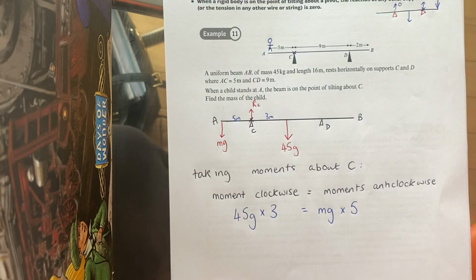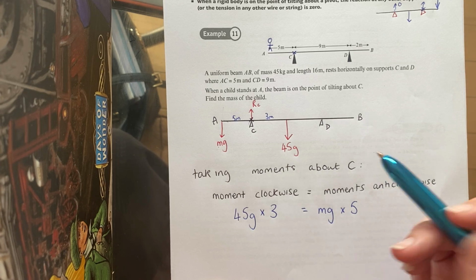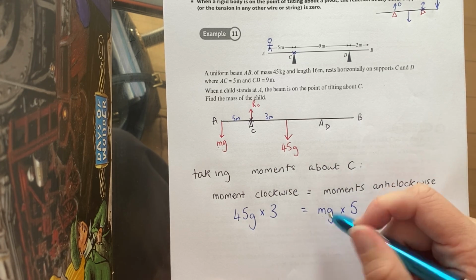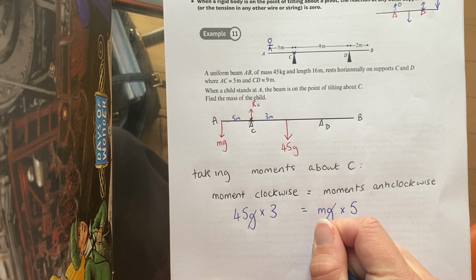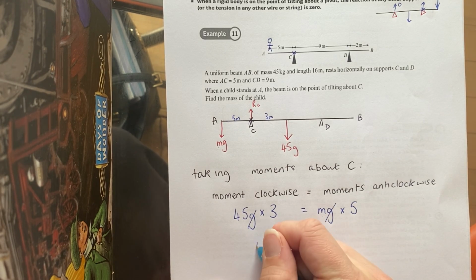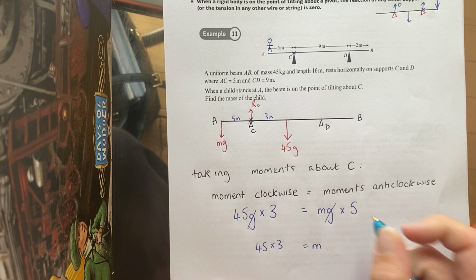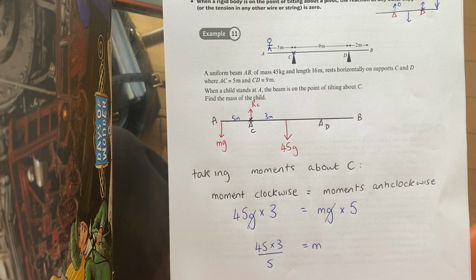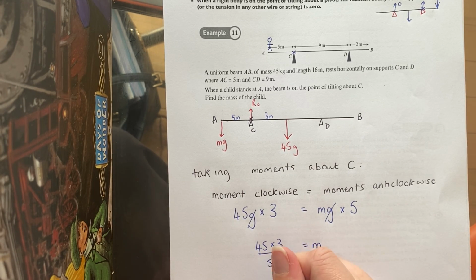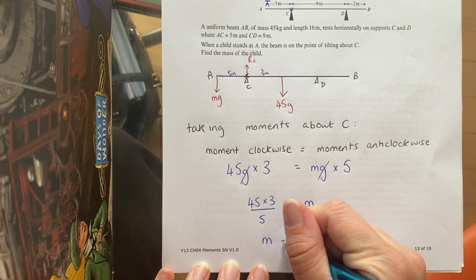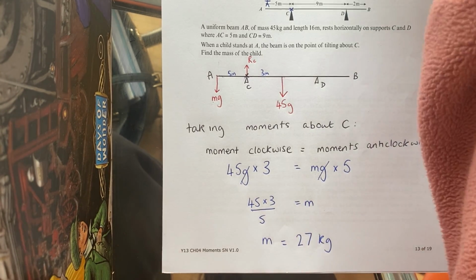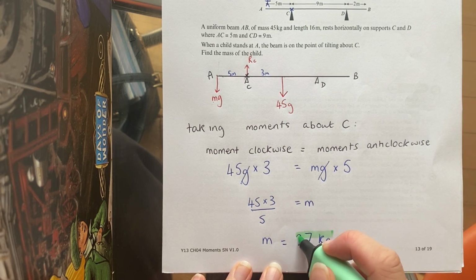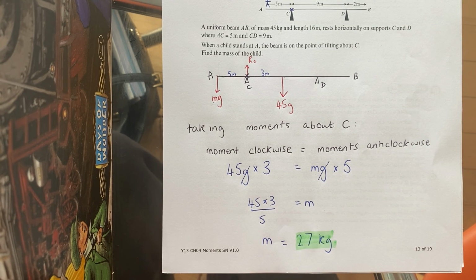So nice and easy then. I just have to rearrange this to find out what m is, so we can cancel the g's straight away. So we're going to get that m is equal to 45 times 3 divided by 5. So that will be m is equal to 27 kilograms. So I've calculated that the mass of the child is 27 kilograms.